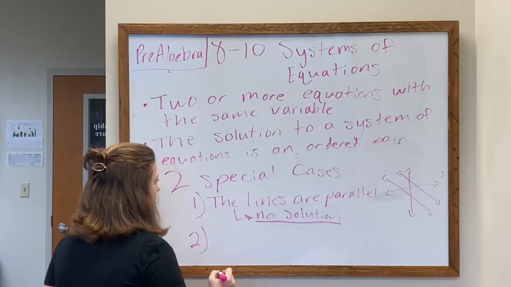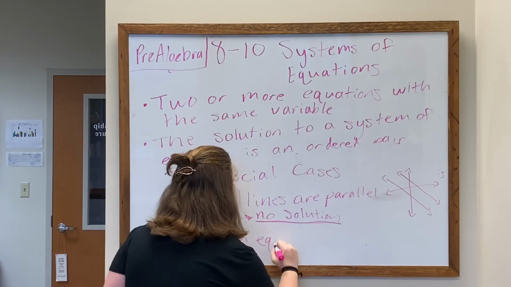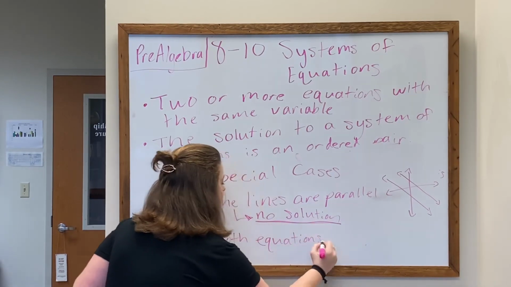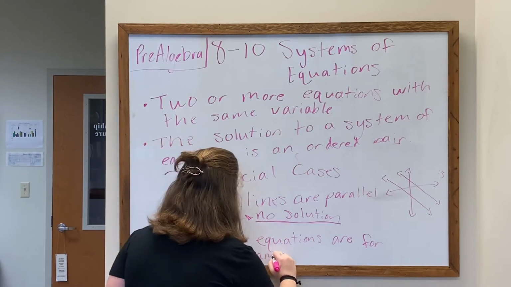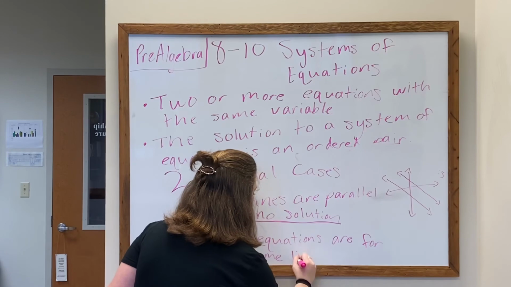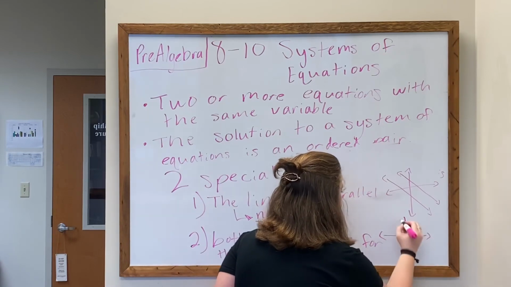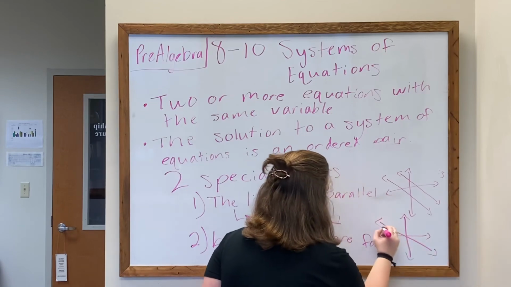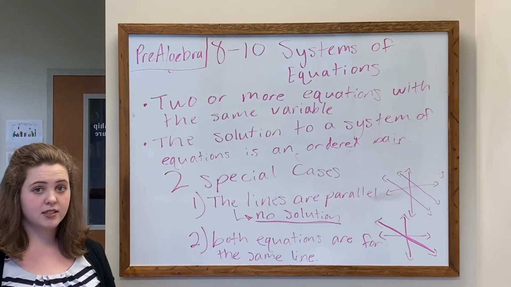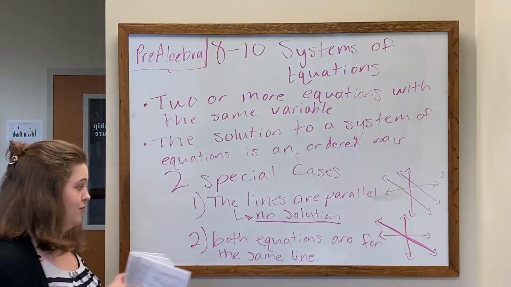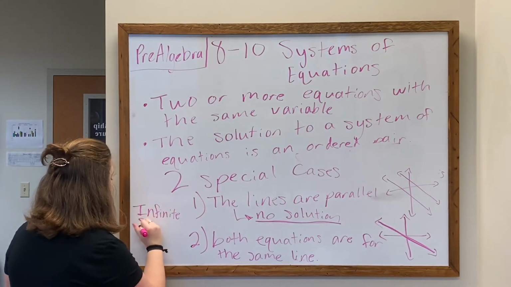The second special case is if you start graphing it and both equations go to the same line. Both equations are for the same line. That means you're going to start to graph it, and I'm going to make my graph, and then I'm going to draw my line, and then I'm going to try to draw the second line, and I realize it's the exact same line. If that's the case, then all of the points on the line are a solution, right? And so we write infinite solutions.